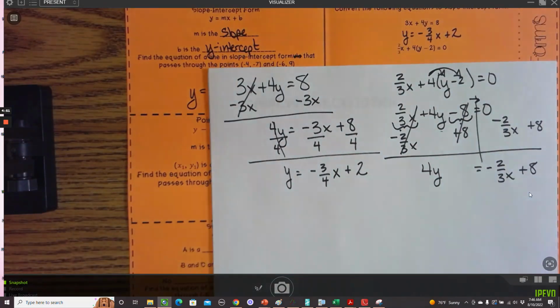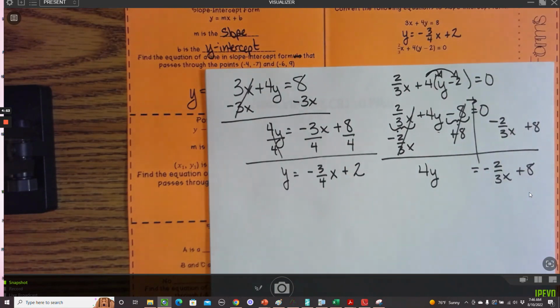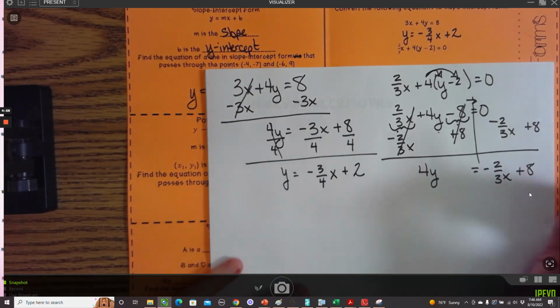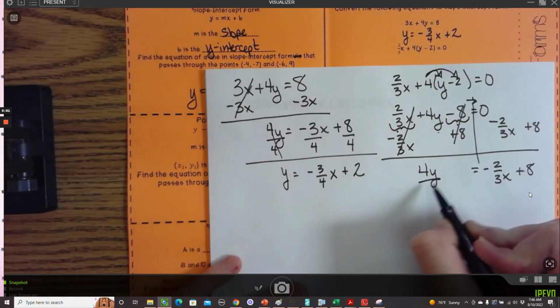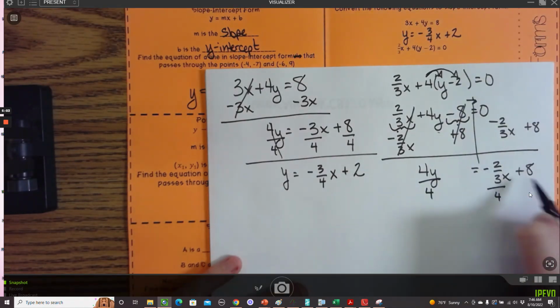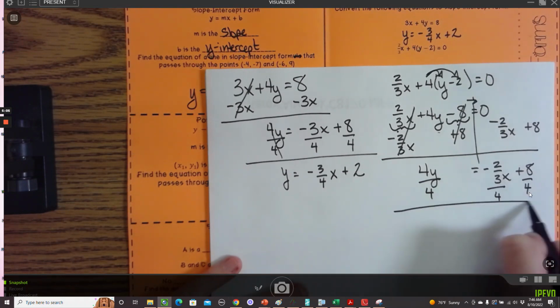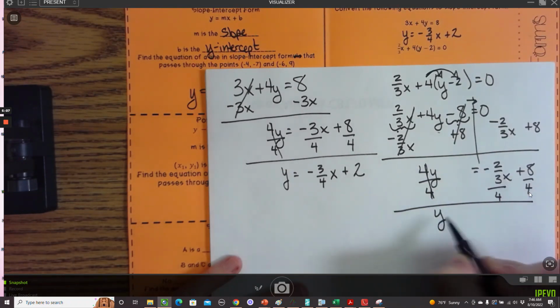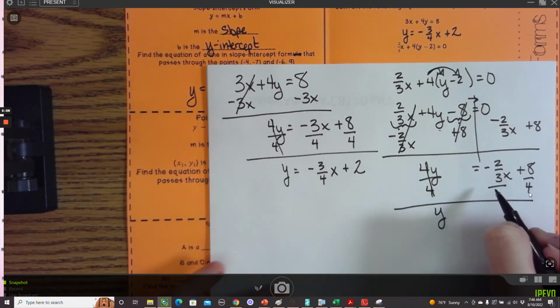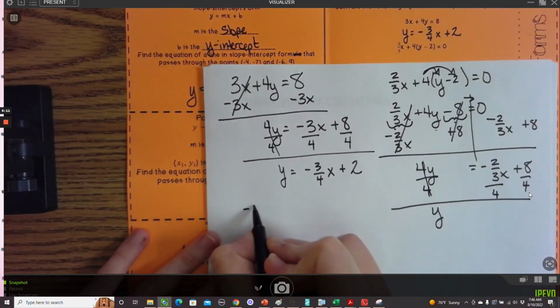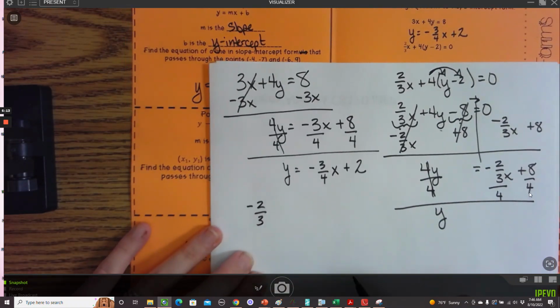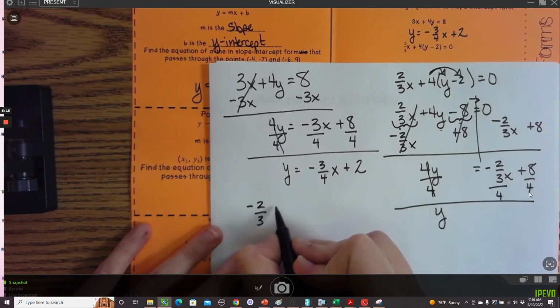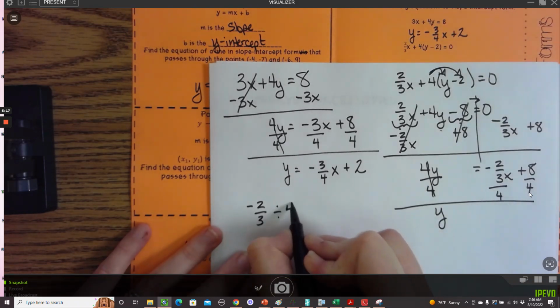Some of you may go, well, why didn't you just move the 4y? I like things to stay in order. If you want to move the y and then flip everything around, go for it. All right, last thing I need to do, get the y by itself. So I'm going to divide everything by 4. This cancels. All right, negative 2/3 divided by 4. Quick fraction review here.